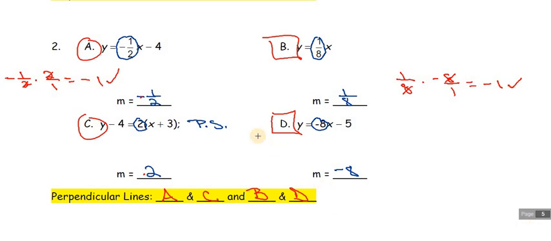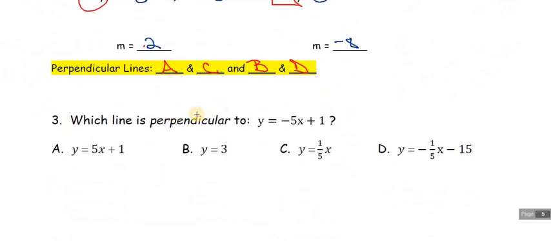And last but not least for today's lesson, which line is perpendicular to y equals -5x plus 1? Well, if we need it to be perpendicular, my original slope is -5. We want our perpendicular slope, this upside down capital T, which actually makes perpendicular lines here. That represents perpendicular.